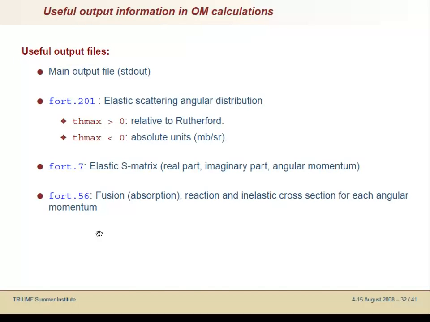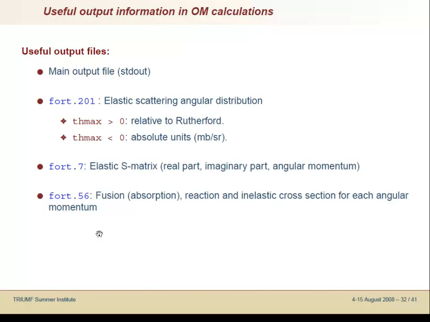And then it's also useful to look at the FORT56 file that contains several columns. The first column is called fusion, but I think it's better if we call it absorption. You have the absorption cross-section. The second column is the reaction cross-section. I think you introduced this this morning, or we did? The reaction cross-section refers to everything that is not elastic, so everything that escapes from the elastic channel.